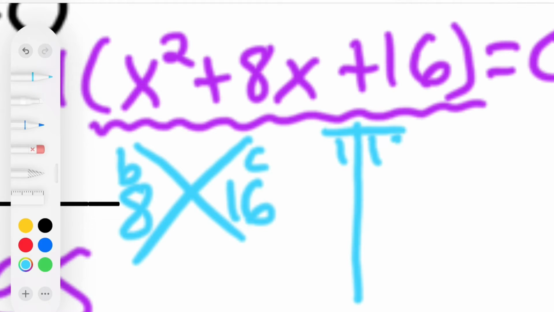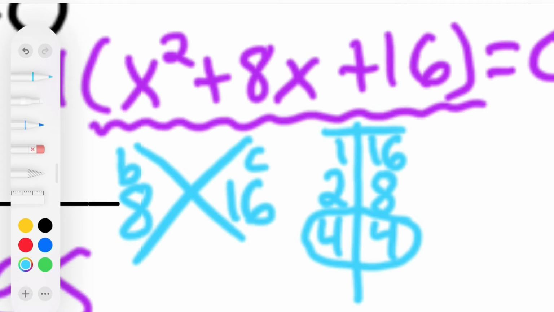So first number I would try is 1. 1 times 16 gives me 16. But I cannot add and subtract to get 8. So I have to keep going. 2 times 8. Well, 2 plus or minus 8 does not give me 8, so I keep going. Then 3 cannot go into 16 evenly, so I don't have to include it. 4 times 4 gives me 16. Well, I can add 4 and 4 to get 8. So those are my magic numbers.